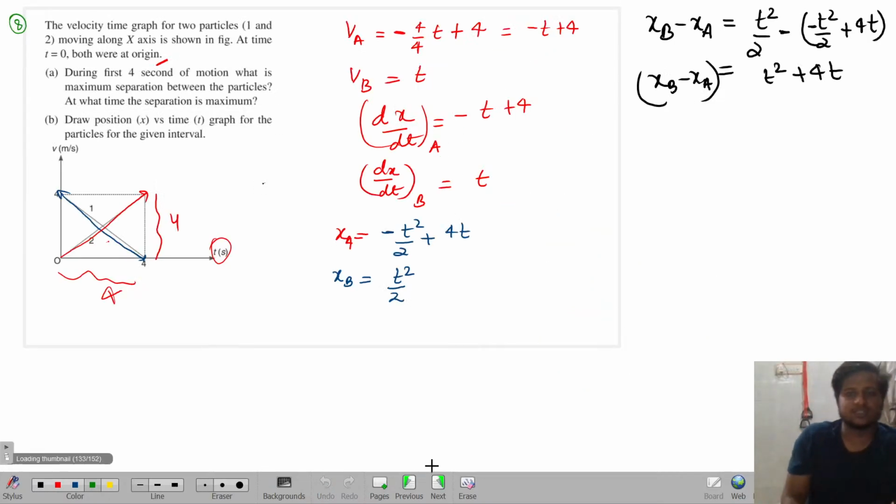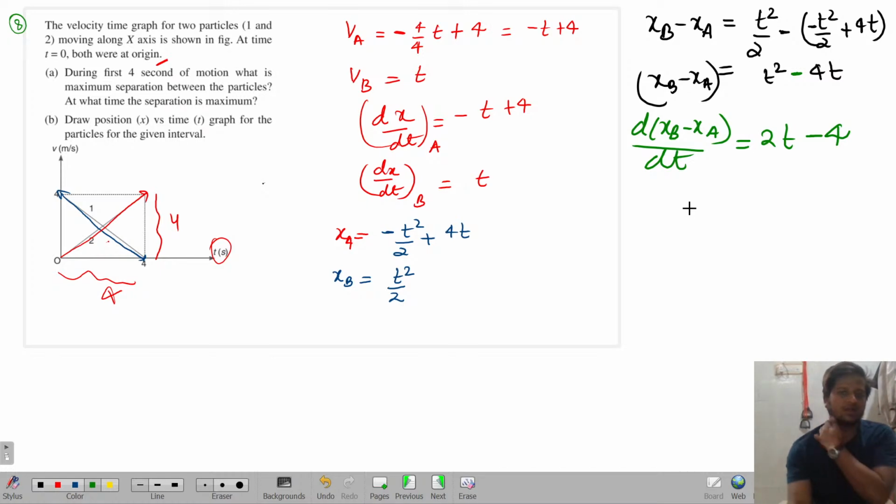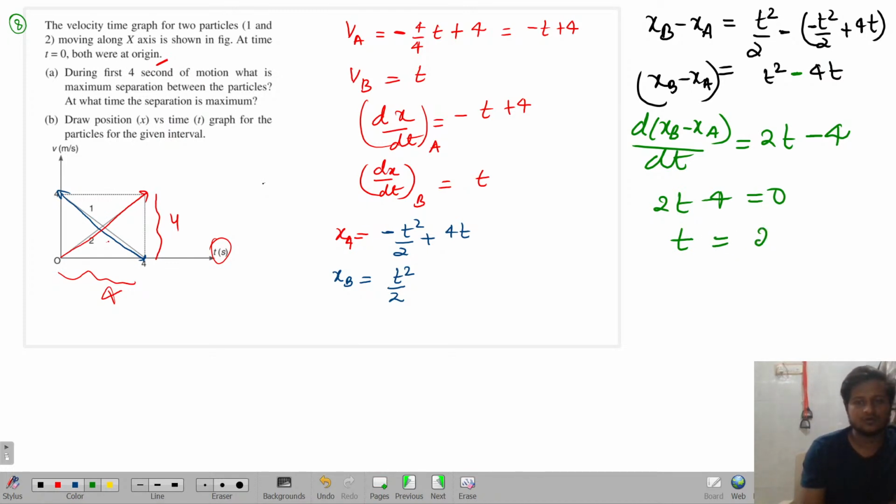So based upon this, try to see this. What will be d of xb minus d of xa divided by dt? Time is the variable over here. It is going to be 2t minus 4. Understood or not? Now put this equal to 0. You got 2t minus 4 equal to 0. You got t equal to how much? t equal to 2. So at t equal to 2, you have the maximum separation.